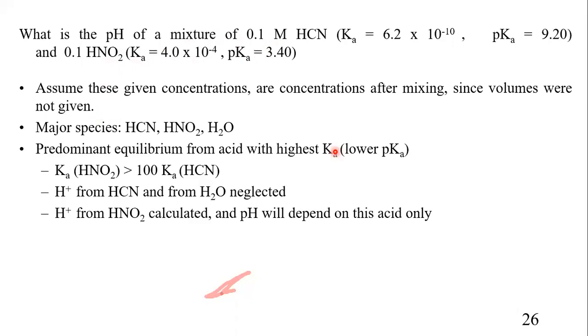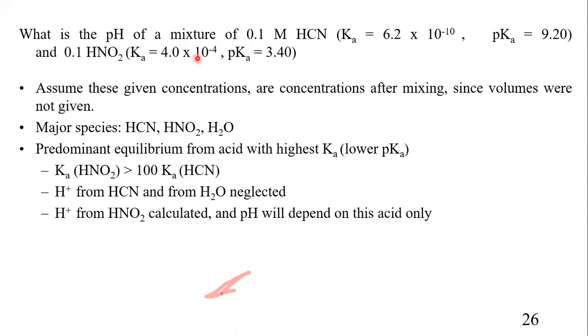Of course, you have three acids, if you will, or three equations that take place: the acid dissociation of HCN, the acid dissociation of nitrous acid, and of course, autoionization of water. We assume autoionization of water is neglected. That's automatic with weak acids, done. We look at, is the Ka of the nitrous acid greater than 100 times the Ka of the HCN? And voila, it is.